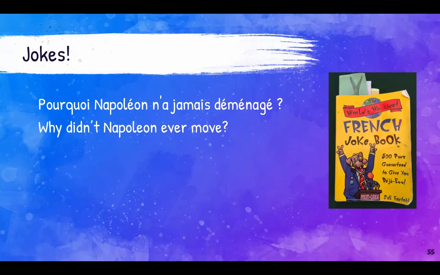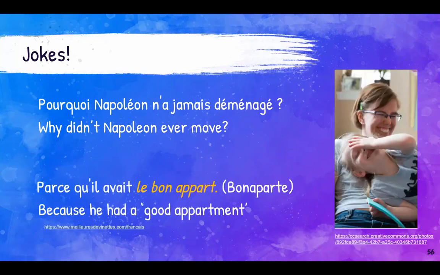So why did Napoleon never move location? Well, parce qu'il avait le bon appart. Because he had a good apartment, but Bonaparte in French, it's like his first name. Isn't that hysterical? Napoleon Bonaparte. There we go, last name.